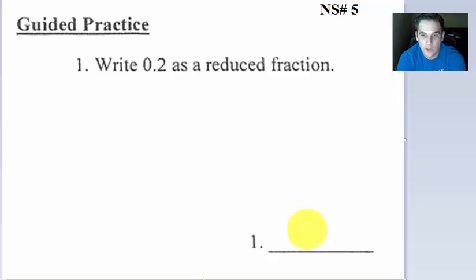Hello and welcome to NS number 5. Let's go ahead and get started. So we're going to be writing decimals as a reduced fraction.